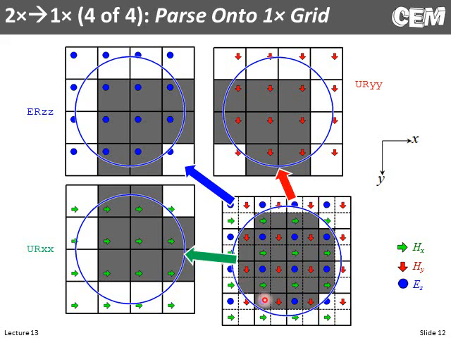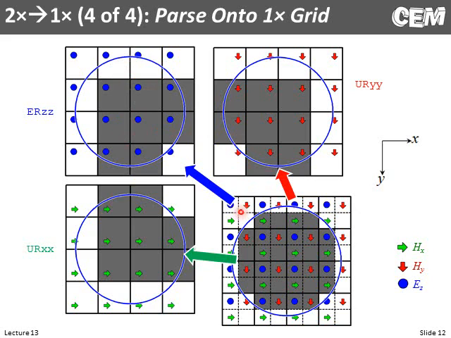So down here is a repeat of the picture from the last slide, and we're going to look at what to do with this. But from this one device built on the 2x grid, where we didn't know anything about staggering, somehow now we need to construct 3 material arrays, our ERZZ, URYY, and URXX. So let's start with the ERZZ.